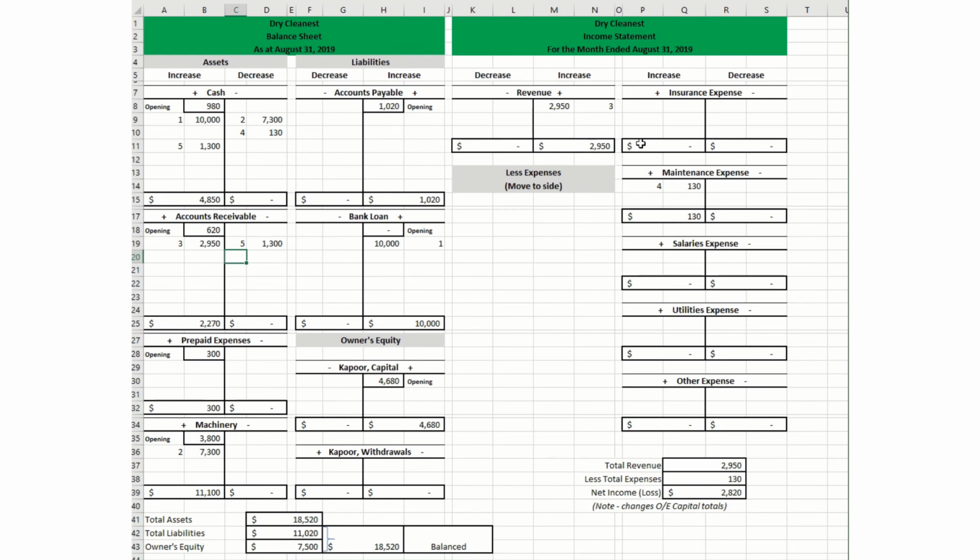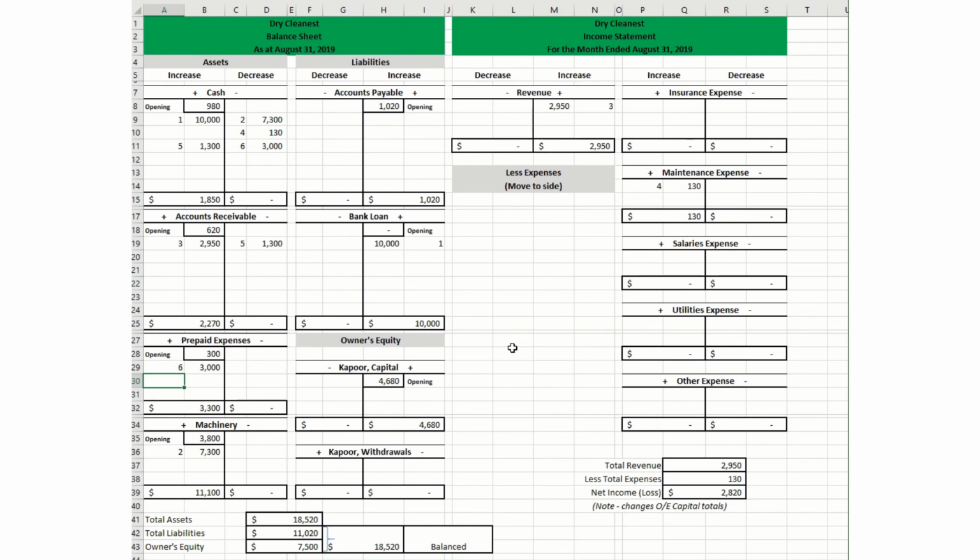Item number 6, we paid $3,000 in advance for 4 months of rent. $3,000, so it's a reduction of our cash, which is a credit. And it's for the future, so we are setting up a prepaid expense, which is a prepaid rent in this case, transaction 6 for $3,000.